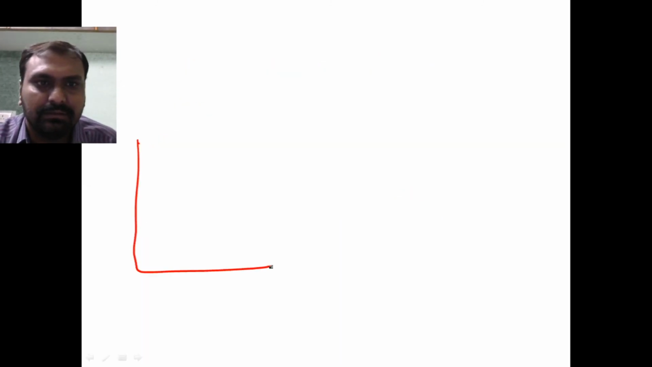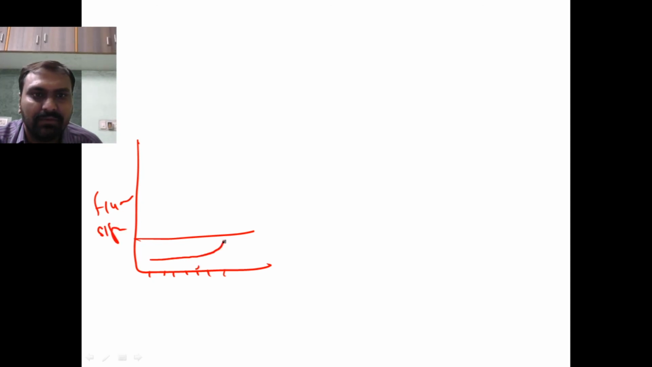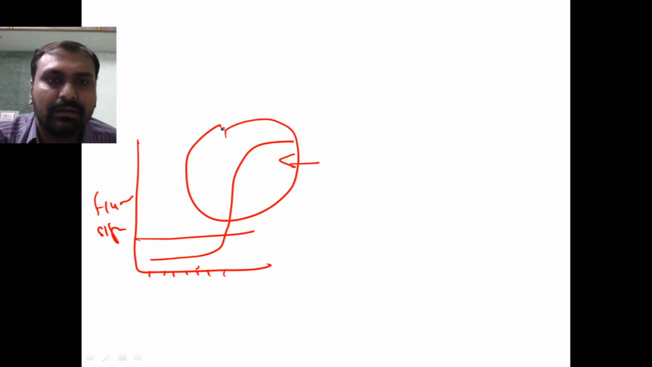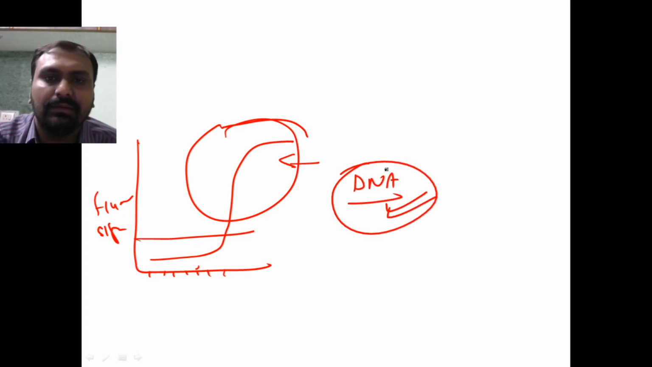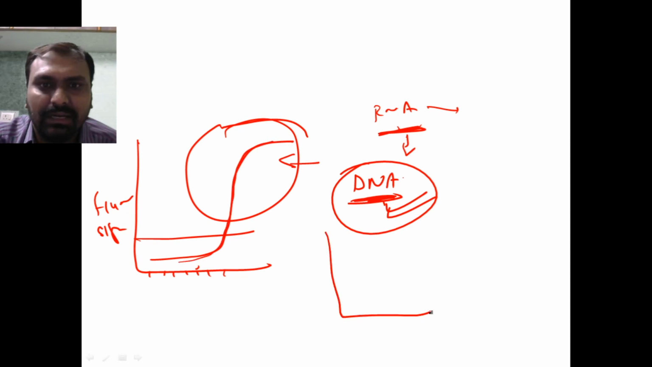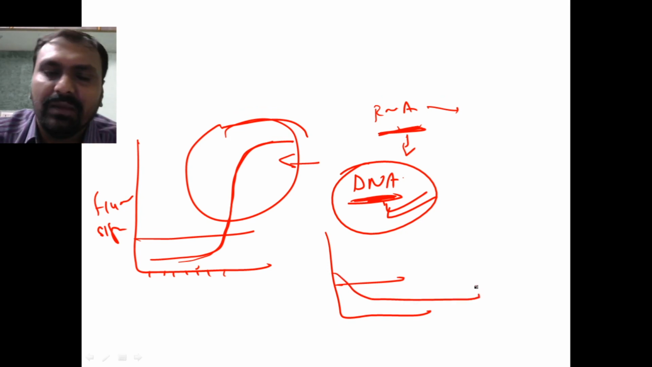Suppose this is a baseline, and these are the number of cycles, and this is the fluorescence signal. As the cycle goes on, there will be an exponential rise in the fluorescence. This signal occurs if there is a viral DNA or bacterial DNA. So if there is RNA, we will extract the RNA, convert it to cDNA, and amplify this. If there is RNA or DNA, then only it can amplify and give the fluorescence signal. If it is negative, then the signal will be like this. This is about the real-time PCR.